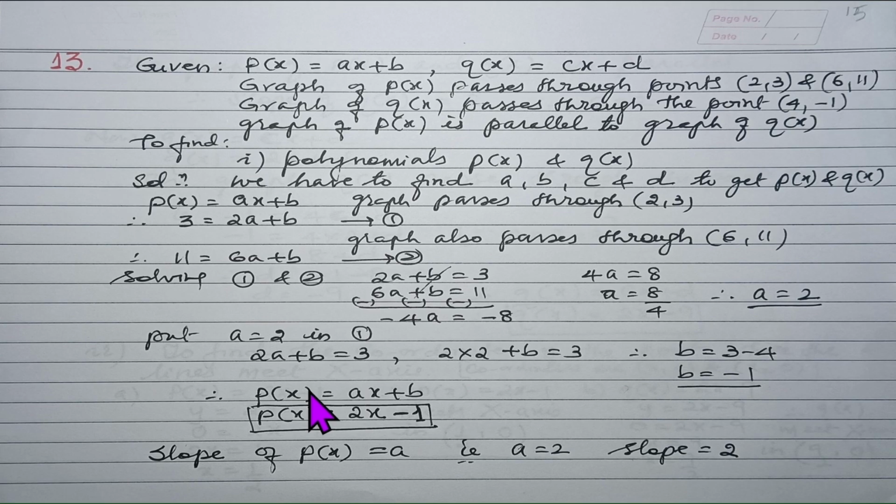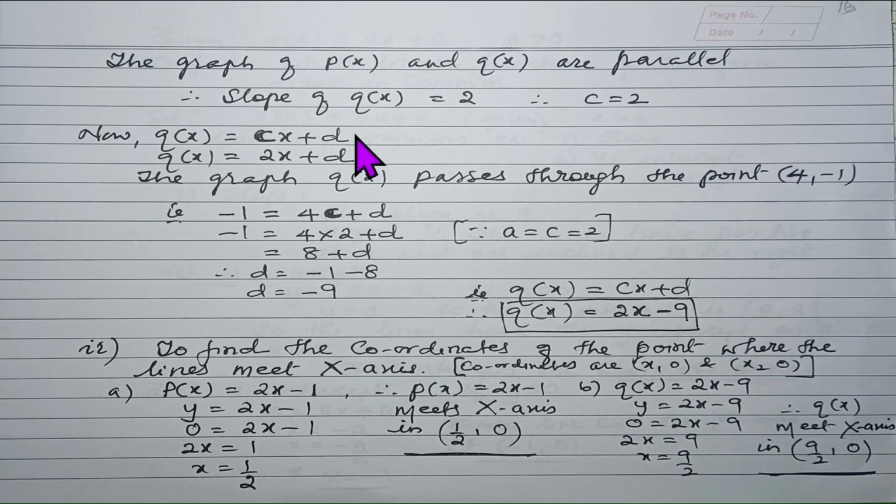And the slope of p of x is a, that means the slope of p of x is 2 here. But we have been given that the graphs of p of x and q of x are parallel to each other, therefore the slope of q of x is also 2 because they are parallel. When lines are parallel, the slopes are the same, and therefore c for q of x is equal to 2.